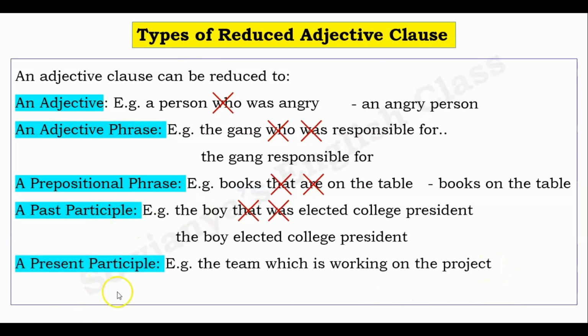And then a present participle. Example, the team which is working on the project. Which is working on the project is our adjective clause. How to reduce it? As a rule, remove the relative pronoun, here it is which, followed by removal of the verb to be, here it is. Then we have the answer. The team working on the project. As simple as that, isn't it? Keep these 5 types of reduced adjective clause in mind. These are most widely used. How to reduce an adjective clause into an adjective.